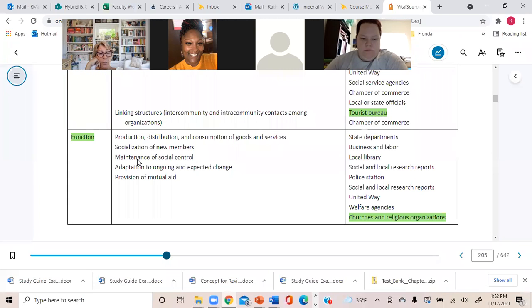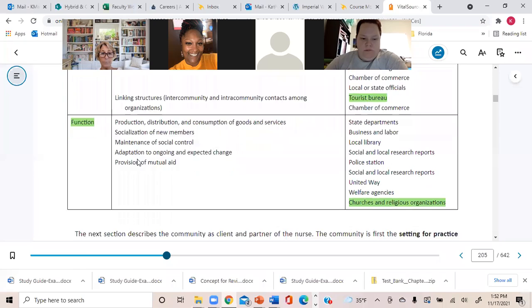Anyway, okay, so function: what's the function of the community? Is it an agricultural community? Is it an industrial community? Is it a college community? What's the consumption of goods and services? Where might you get what the community is all about? State Department, business and labor, local library.